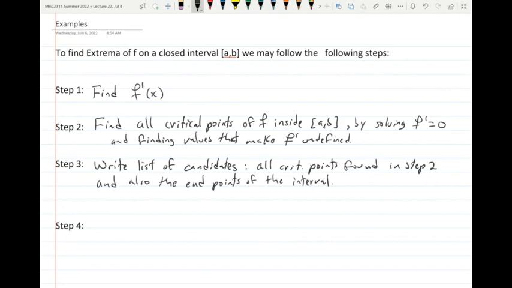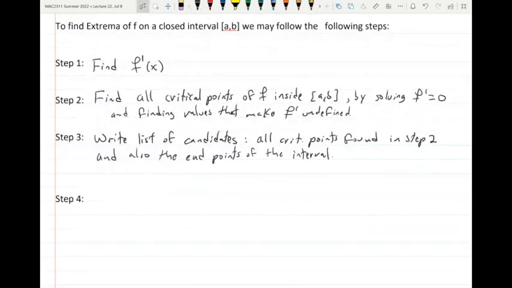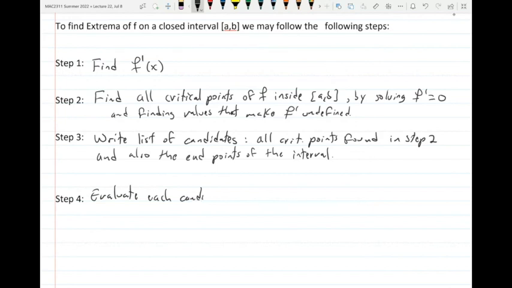Once you have your list of candidates, step number 4 is to evaluate each of the candidates in the function. The highest number is the maximum, the lowest number is the minimum.